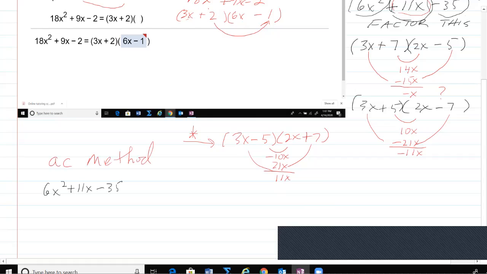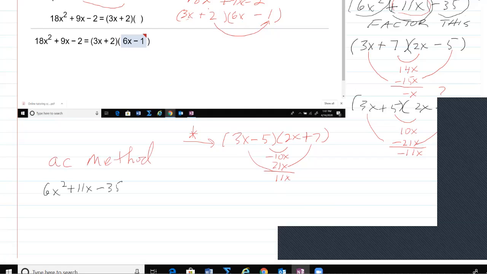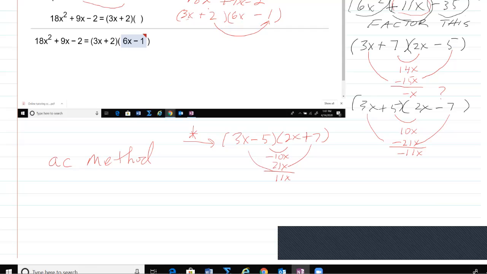You know what, let me pause for a second. Maybe I shouldn't try that problem. It might be a little. Okay, but to illustrate this other method, I'm going to use a different example for you. Let's try this.